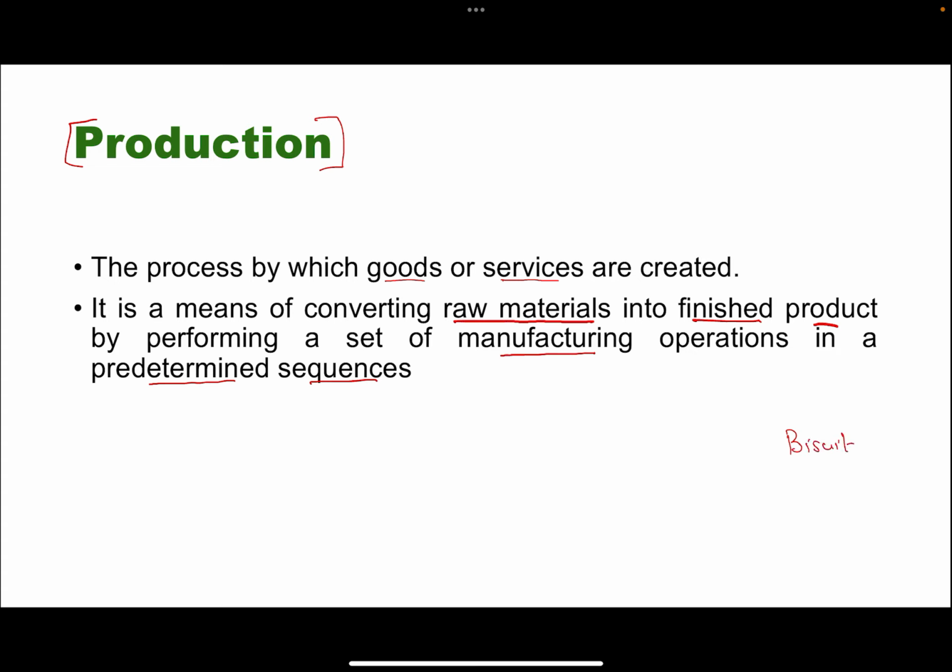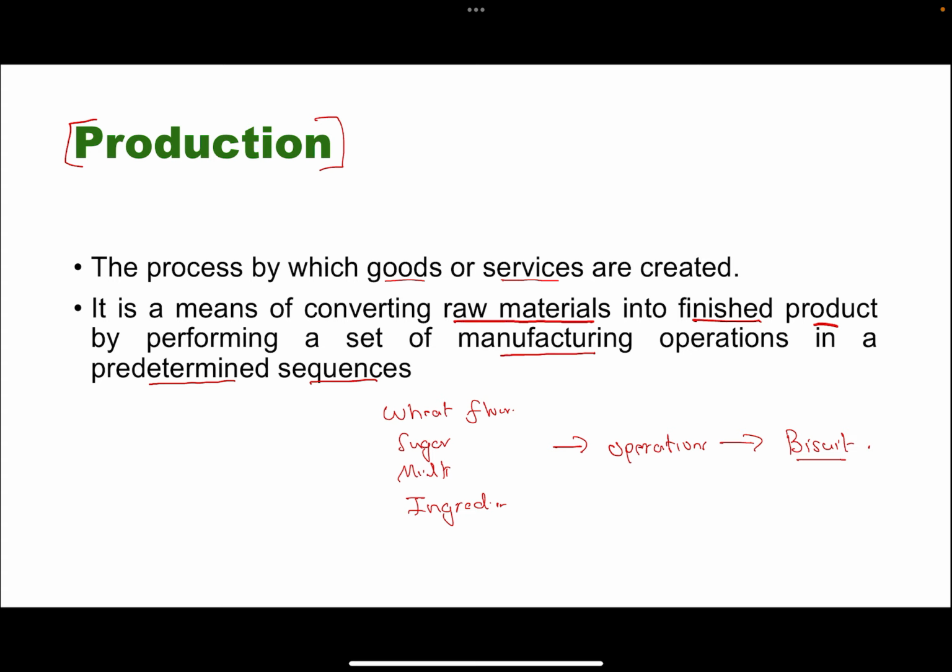To manufacture a biscuit, you need wheat flour, then you need sugar, milk, other ingredients, etc. So these are the raw materials. These raw materials undergo a series of operations to finally get a product, that is biscuit. So this is actually production.